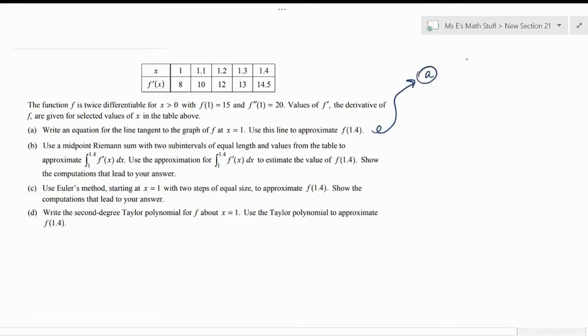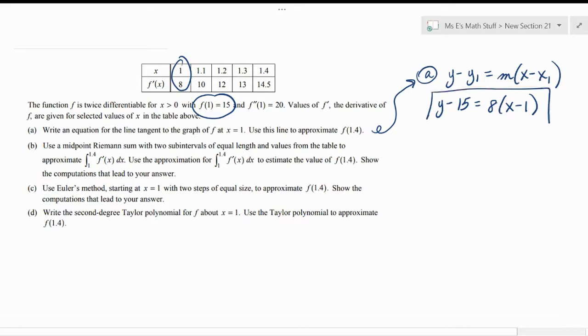So for part A, I'm going to just use the idea of point slope here. I know that the graph of f hits the point (1, 15), and I can figure out from the table that f prime of 1 is 8. So I'll just put that information in. So y minus 15 equals 8 times x minus 1. And that's the first thing they asked us for.